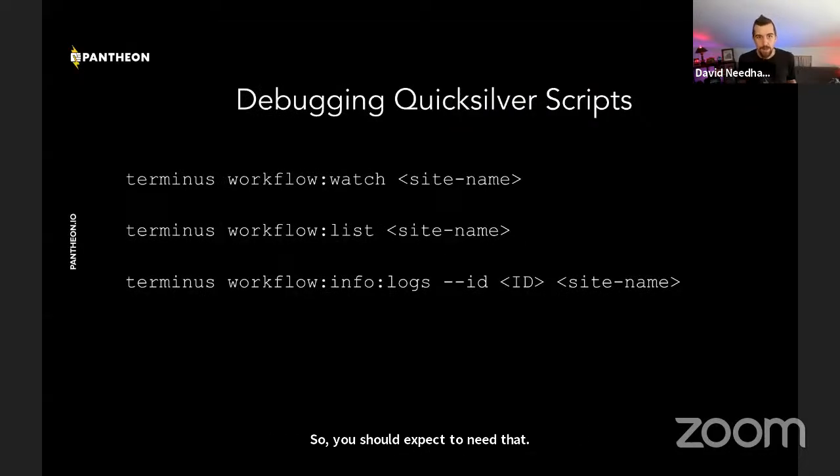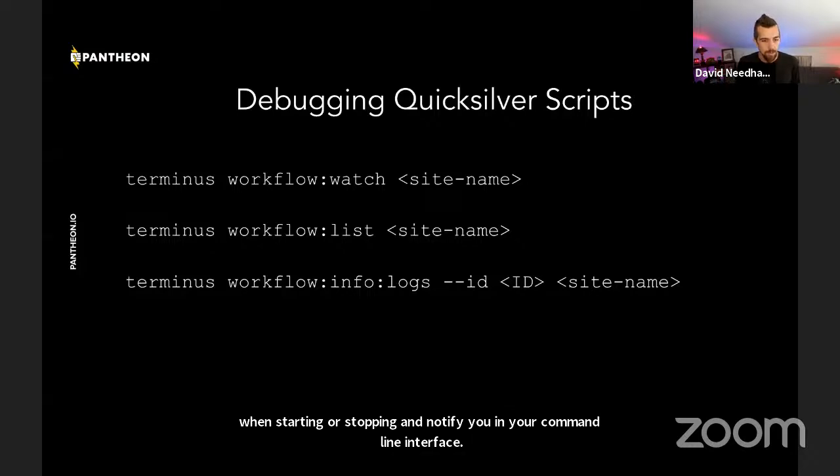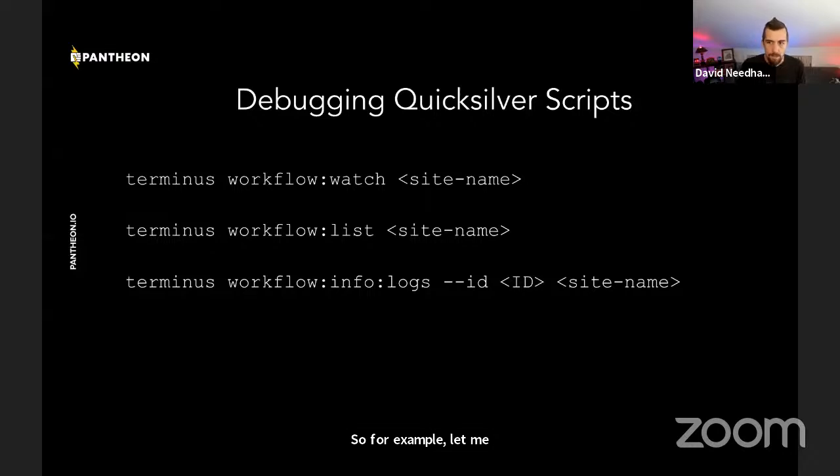Now, there are many ways that you can debug Quicksilver scripts. My favorite right here is the Terminus workflow watch. It will continually watch for a change in workflows, either when starting or stopping, and notify you in your command line interface. So for example, let me actually open up my command line interface right here.